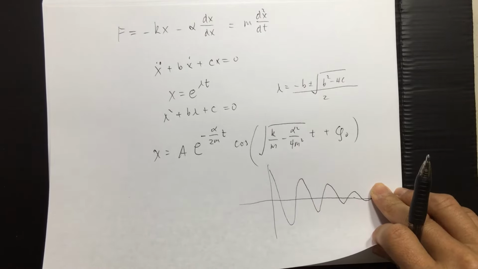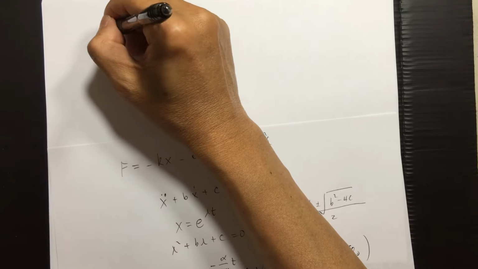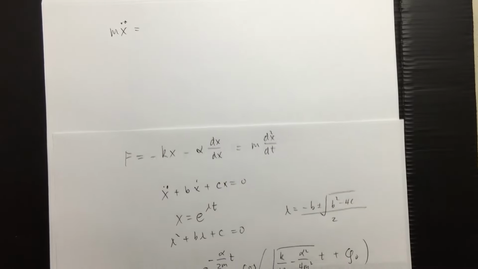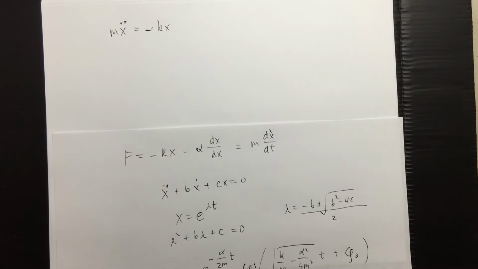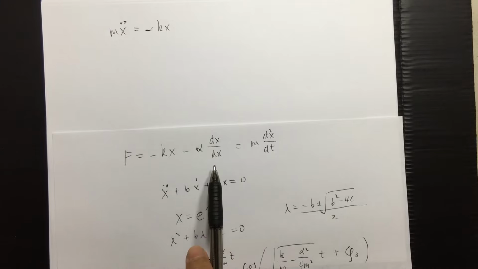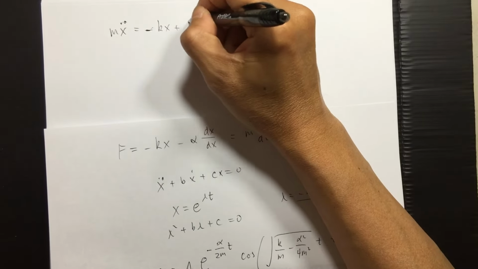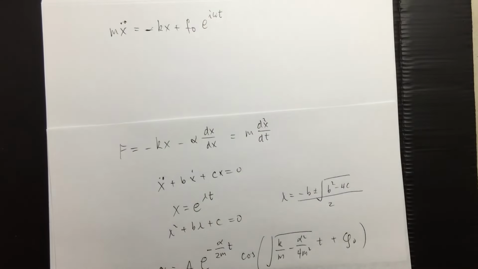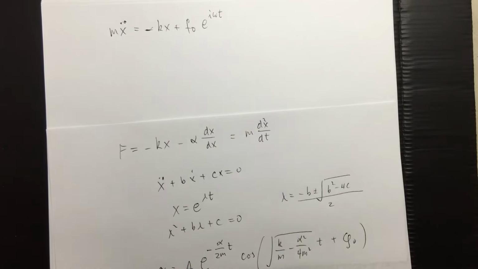Let's do this in another way. Let's say m x double dot, this is F by the way, equals minus kx. Still minus kx, right? Instead of giving it resistance, we actually give it a force. We call it F0 e to the i omega t. We'll give it a force. This is a periodic force. Okay? Let's see how this is going to work out.